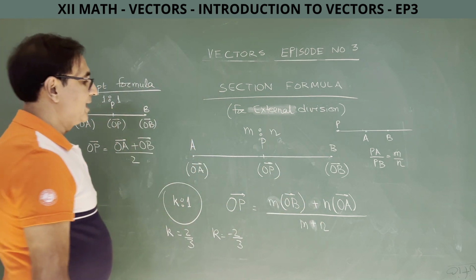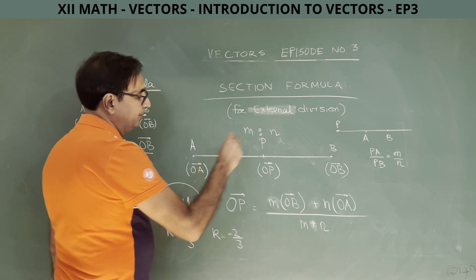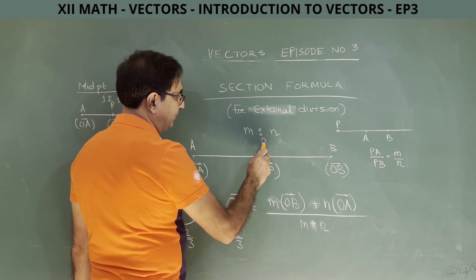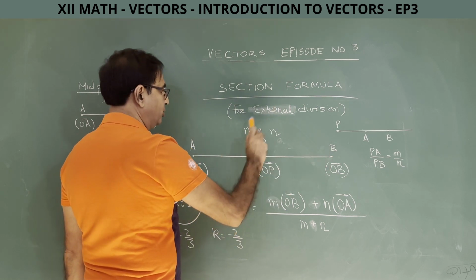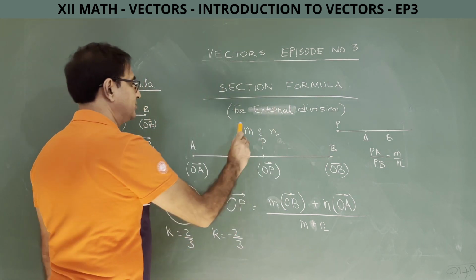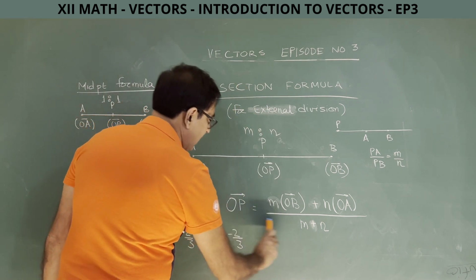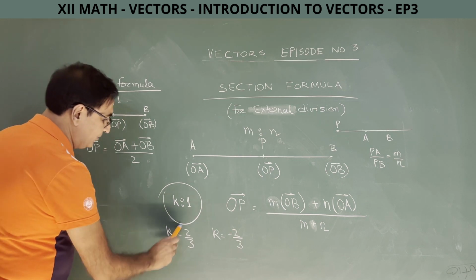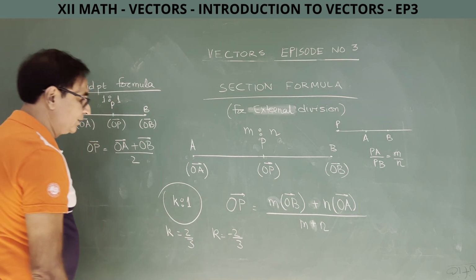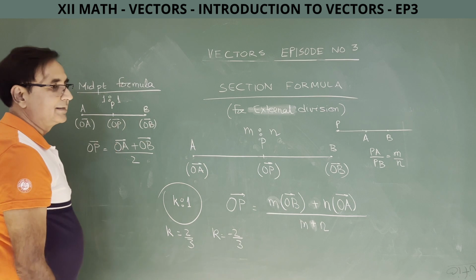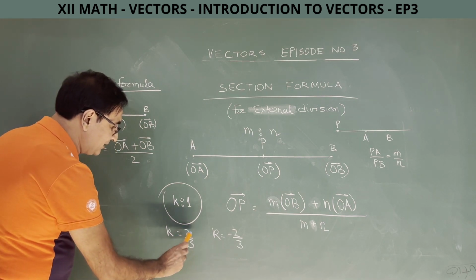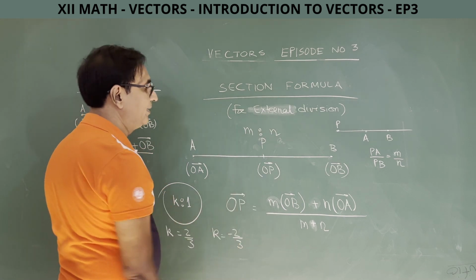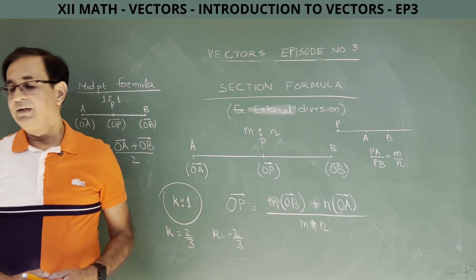The other kind of question is that they will give you OA, OB, OP, and they will ask in what ratio P divides AB. In that case, don't assume the ratio as M is to N, assume the ratio as K is to 1. Apply this formula, you will get the value of K as a fraction. If it is a positive fraction, it is internal division. If it is a negative fraction, it is external division. We will say P divides AB internally in the ratio of 2 is to 3, or P divides AB externally in the ratio of 2:3.